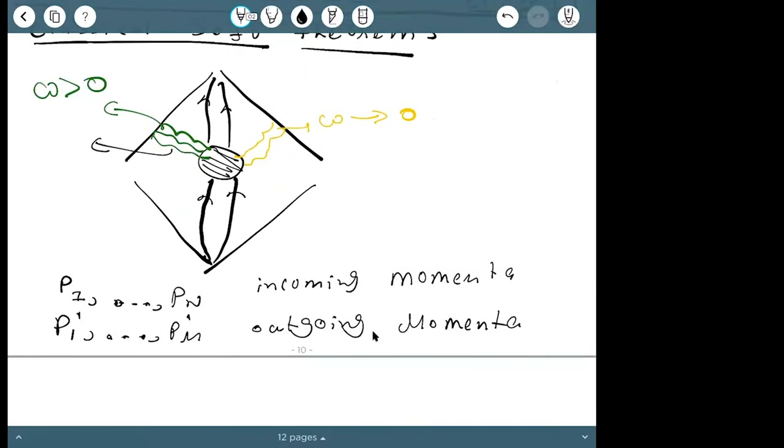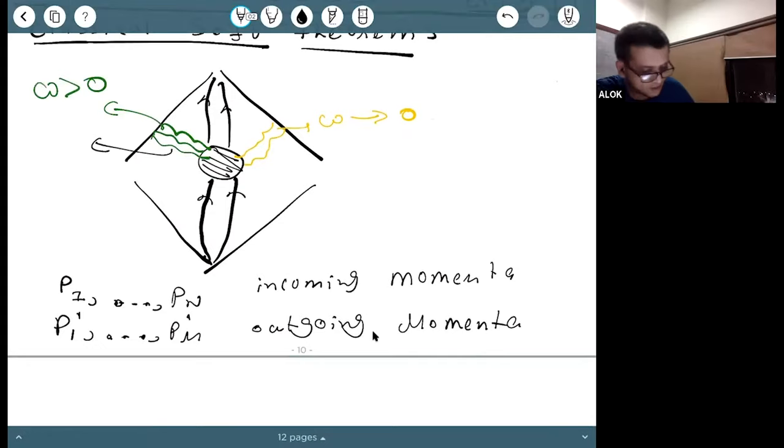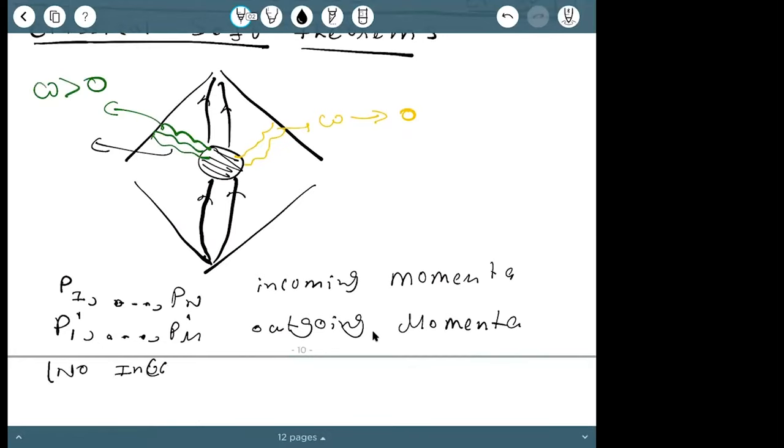Are you imposing that there is no incoming massless radiation? Yes, just for simplicity. Sorry, yes, I agree, I should have said that. So no incoming radiation, but that we can include it. I just impose that for simplicity.